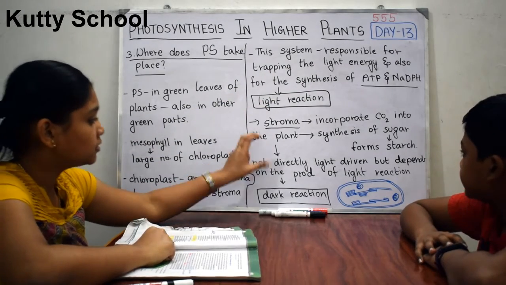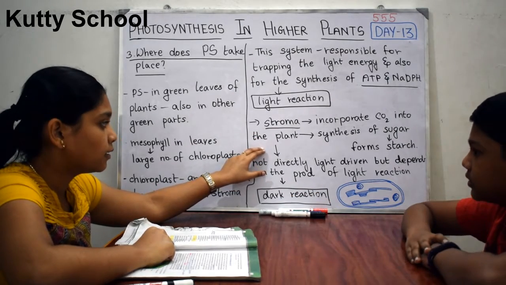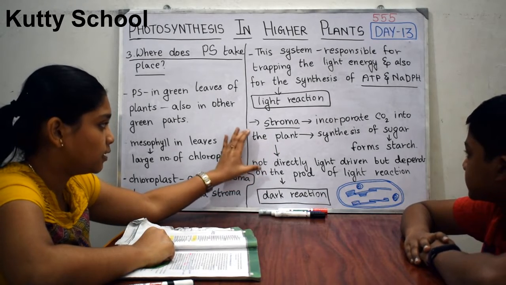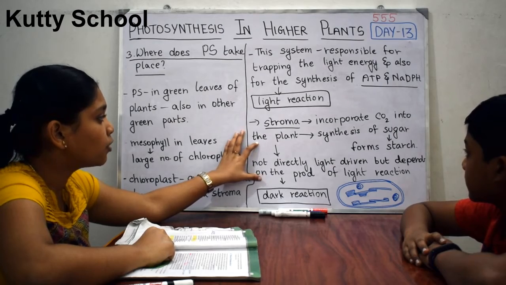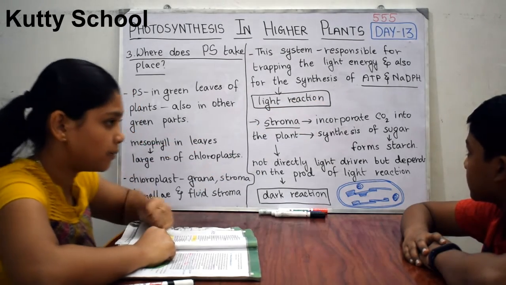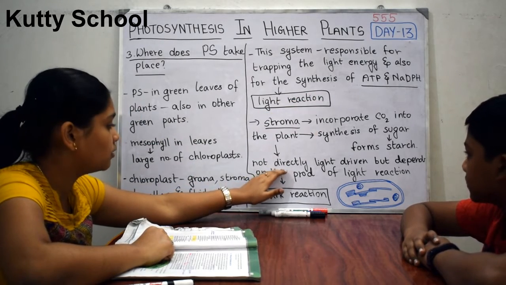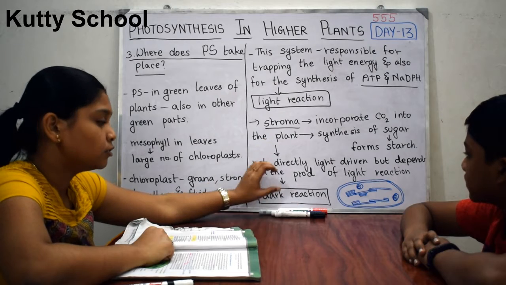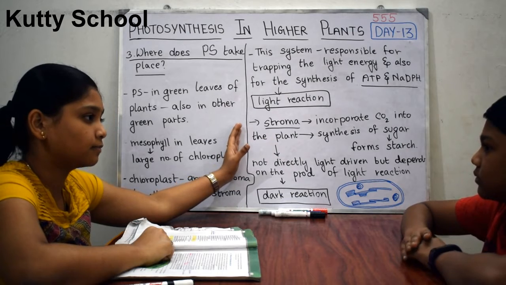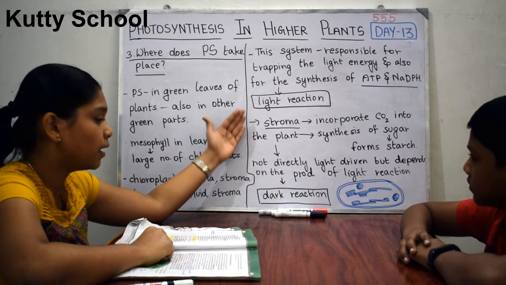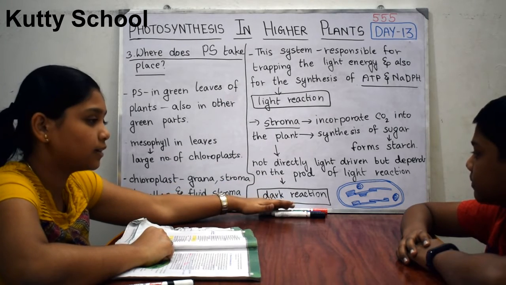Since this is not directly dependent on light, it is called a dark reaction. This process is not directly dependent on light, but it depends on light products like ATP and NADPH. It is dependent on the products of the light reaction, and therefore it is known as dark reaction. This does not mean that the process takes place only in the dark. It takes place in the light also, but it does not depend on the light intensity.